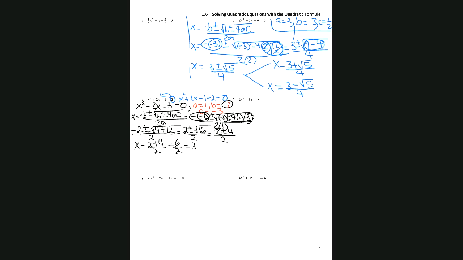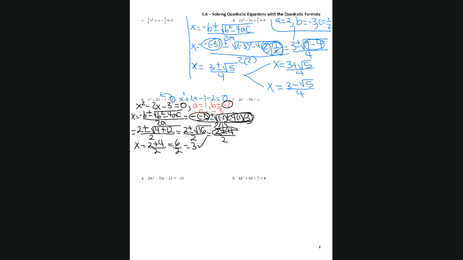The only reason we can divide is because we took the square root of 16, making it a 4, which is a rational number. 4 and 2 could be added. They could also be subtracted. So that is our first solution, x equals 3.